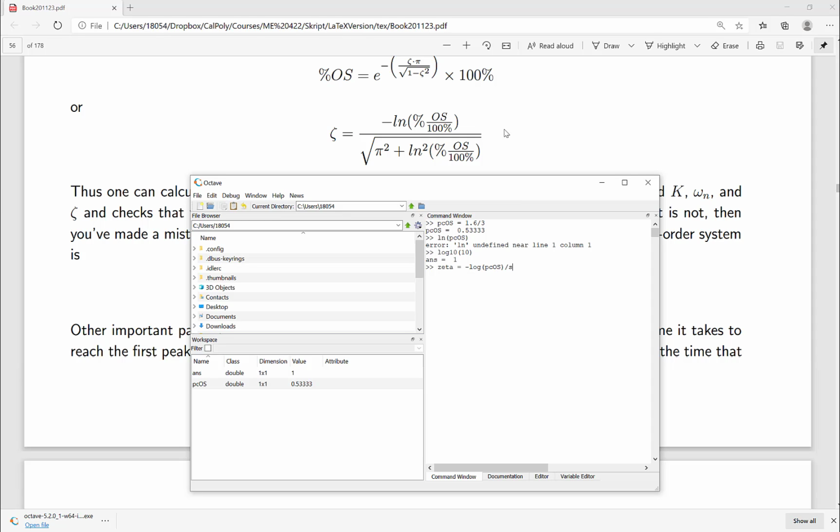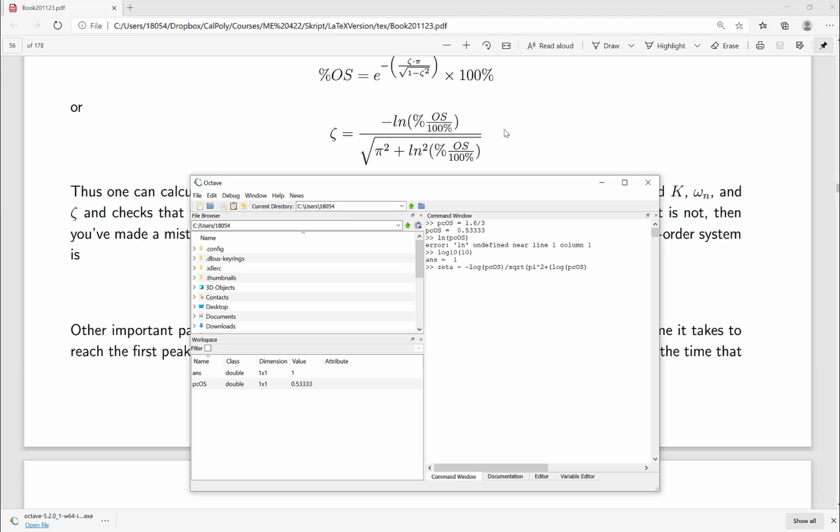Divided by SQRT, which is the square root, pi squared, and Octave knows what pi is, so we don't need to put in 3.1416, plus, and then we have our log. Well, we're going to need some parentheses to be able to square it. So now we put in log, and it is PCOS.